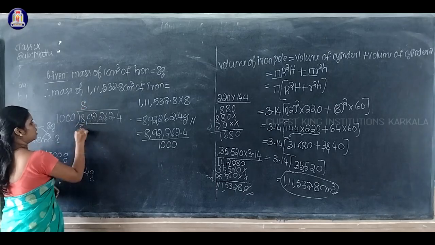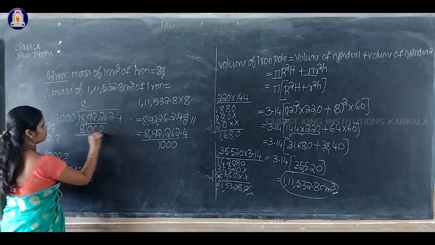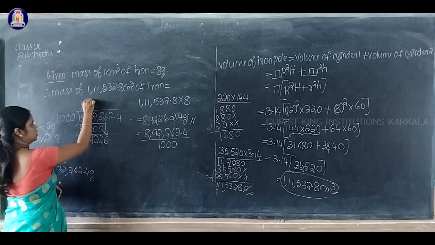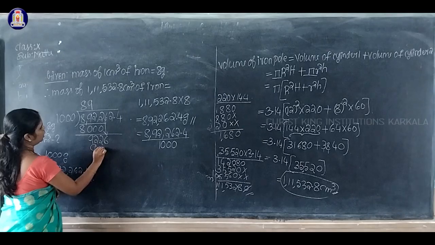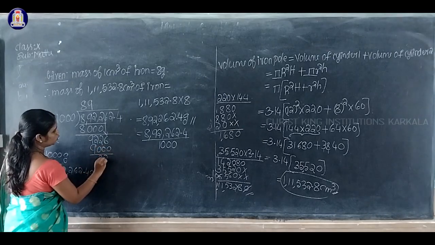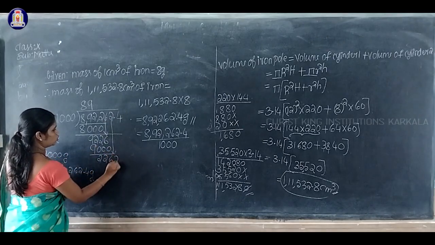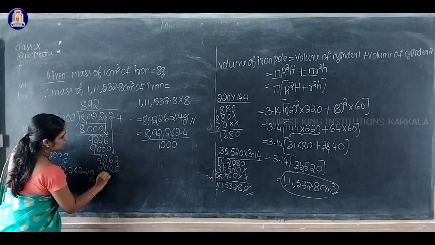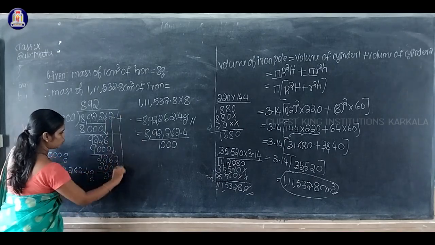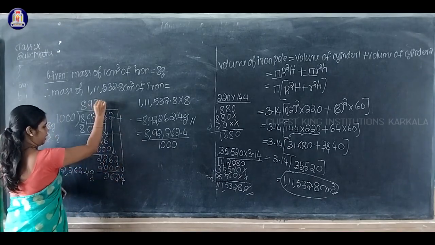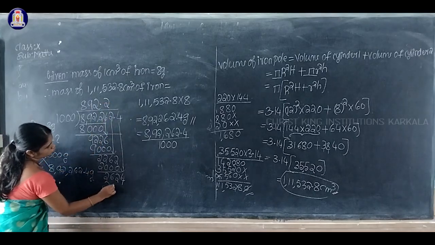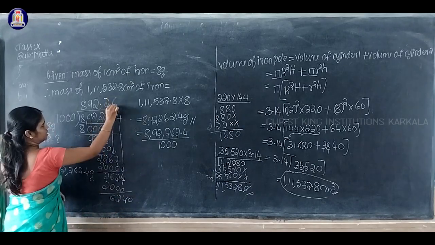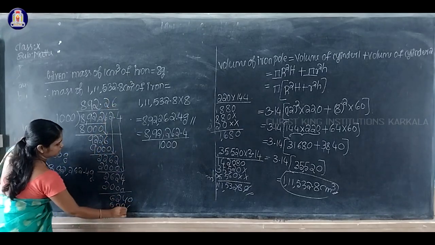1000 8s are 8000. So 9 2 2. So next 6. So 9s are 9000. Okay, 2 2 6. Next 2. So therefore 2s are 2000. Next 2 6 2 4. Again 2s are 2000. Next 6 2 4 0. Again 6s are 6000. So like this it will continue.